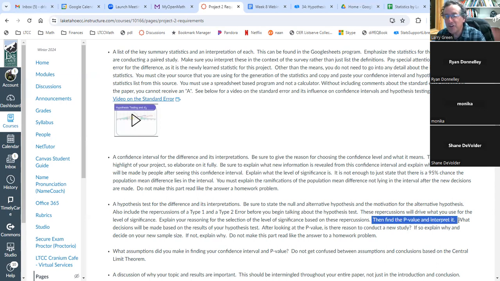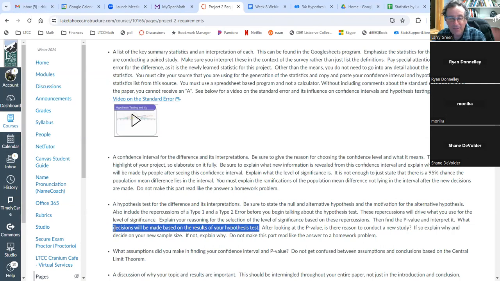Find the p-value, interpret it, and don't just write it in that little half sentence or one sentence thing. Make sure you really expand on it. What decisions will the client make based on the results of the hypothesis test?